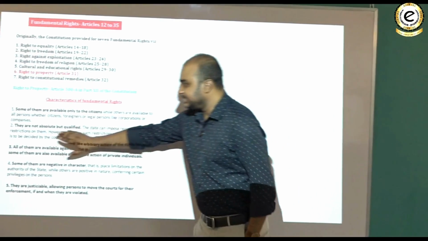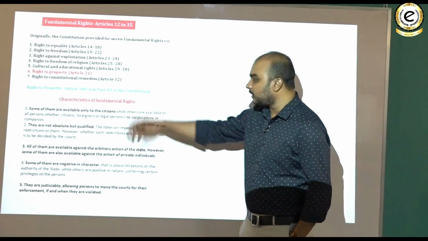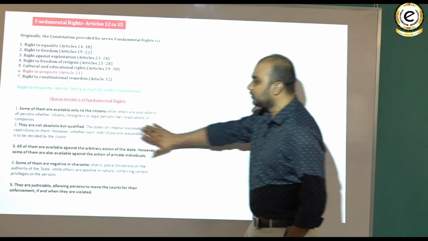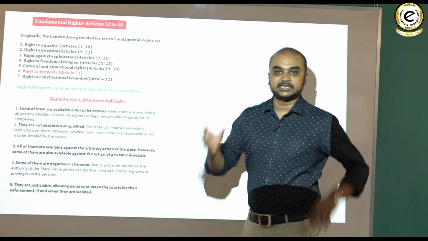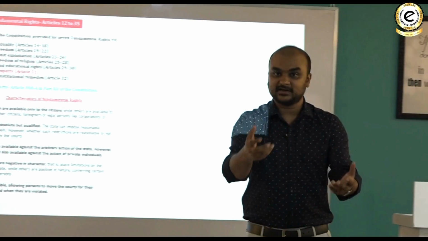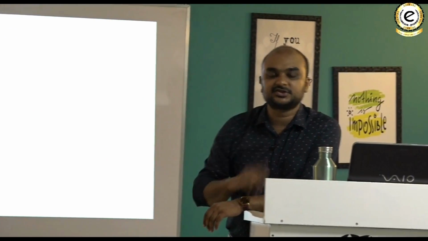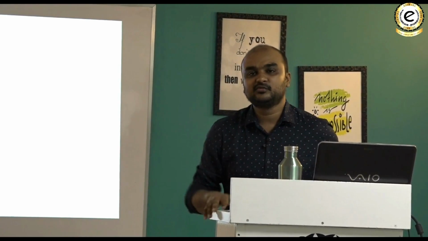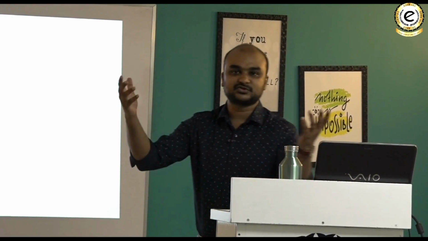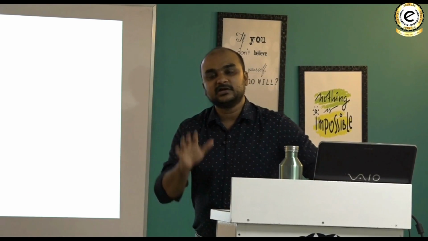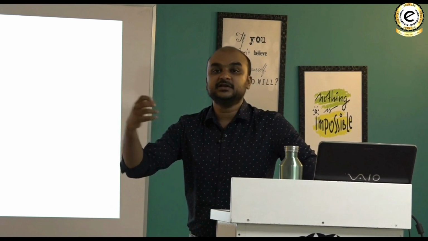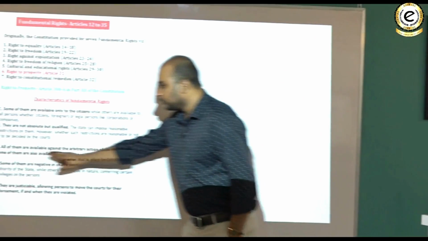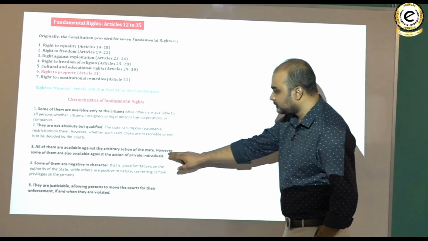Now, look here. So we're saying that not all rights are absolute, but some of them are qualified. It means that the state can impose reasonable restrictions on them. However, whether such restrictions are reasonable or not is to be decided by the courts. It means the legislature can put some of those rights that are promised under Part 3 under reasonable restriction. But whether the restrictions are reasonable or not would be decided by the judiciary. A good example would be the freedom of speech and expression. It is not an absolute unbridled right. In fact, it can be put under reasonable restrictions, say for example, in the interest of security or sovereignty of India. The third characteristic is all of them are available against the arbitrary action of the state.